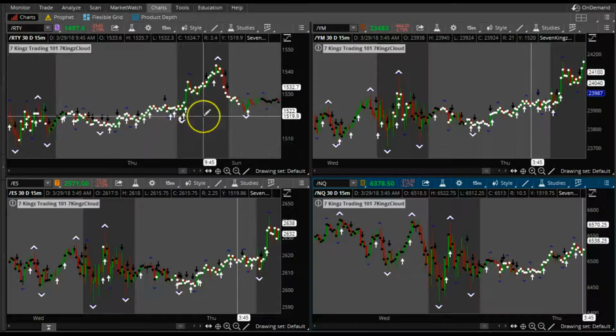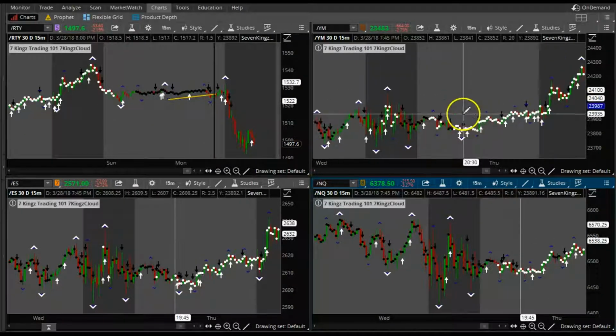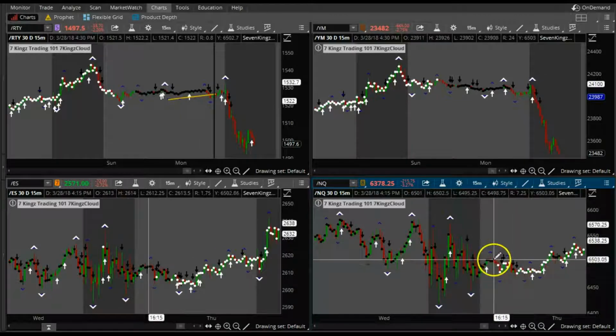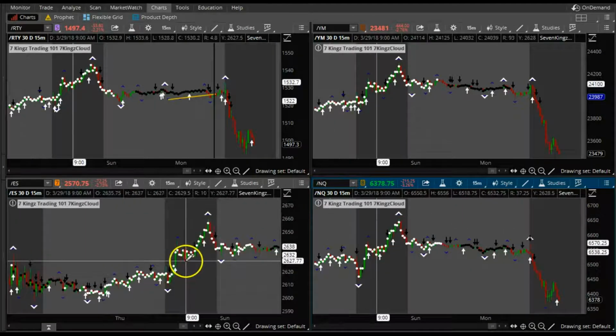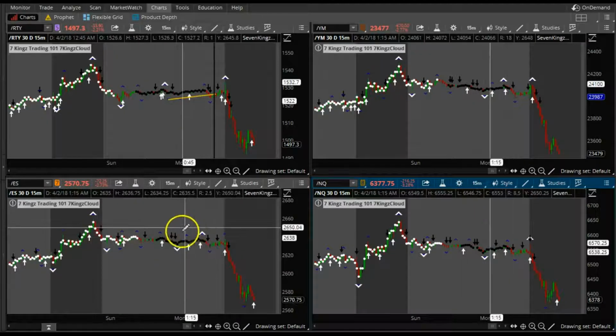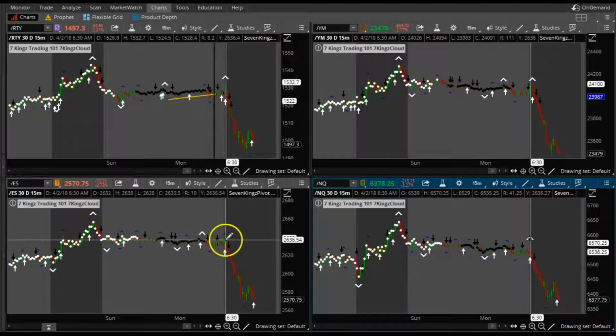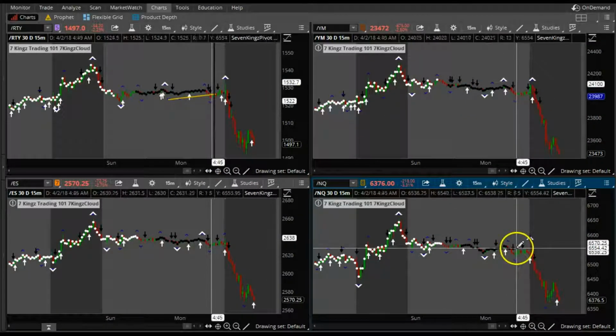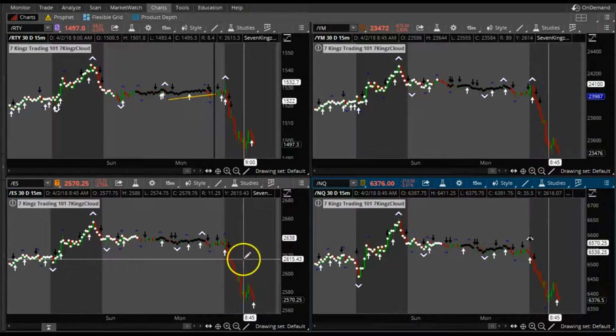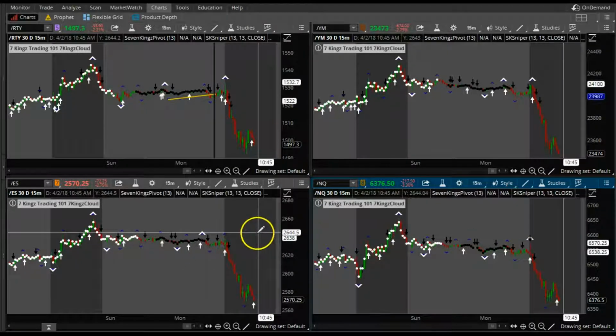So anyway, not gonna prolong the video too much, this is the 7 Kingz Trading 101 system. We use our 7 Kingz Cloud during these wonderful trendy days like this. They get us in early. I mean, look at that. We got in before the trend started, pretty much on all of them. And so we get into our trends early.